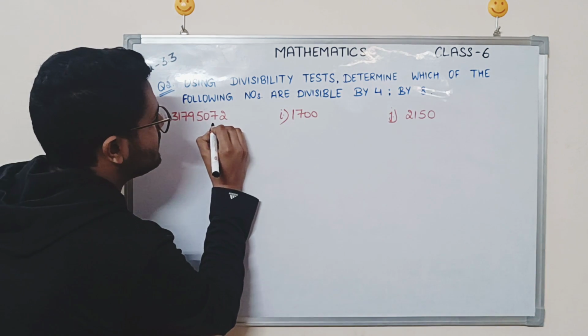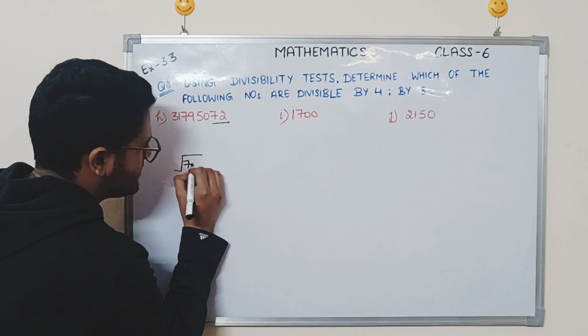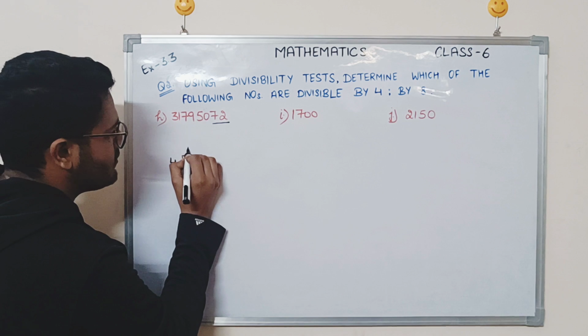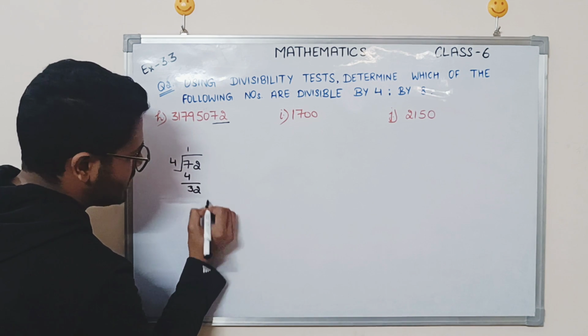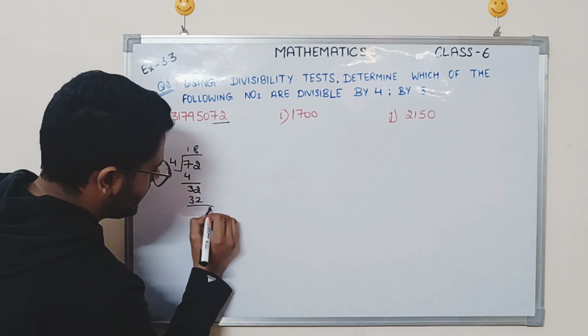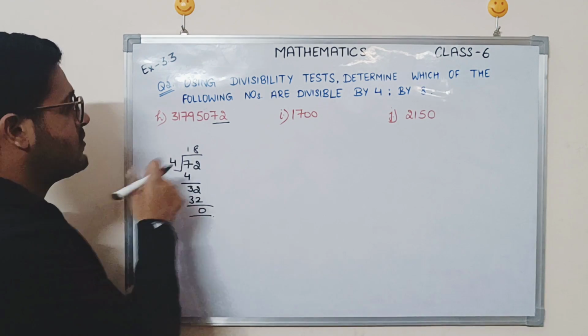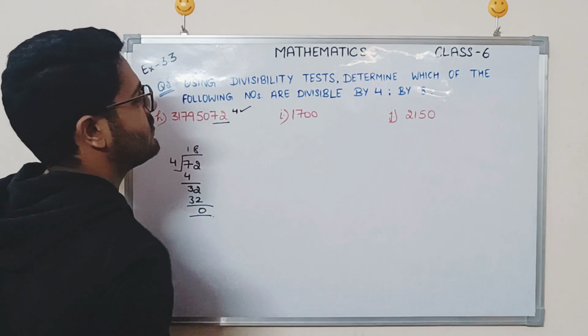So for divisibility by 4, we are taking the last two digits again. It will be 72 and we will divide it by 4. 4 ones are 4. Now it will be 32. So 4 eights are 32 and the remainder is 0. 72 is divisible by 4. Therefore this whole number is divisible by 4.